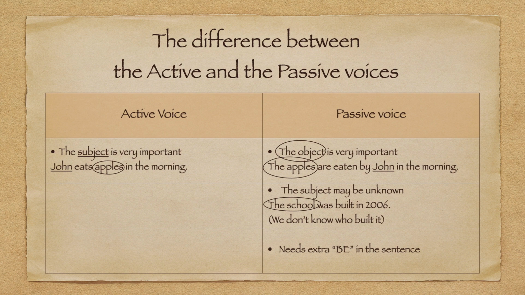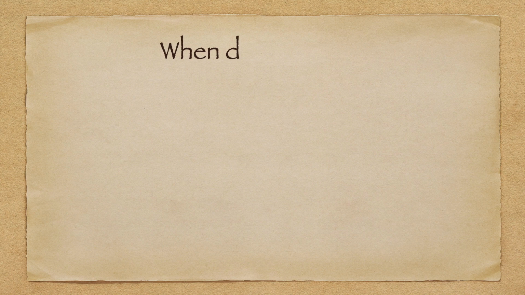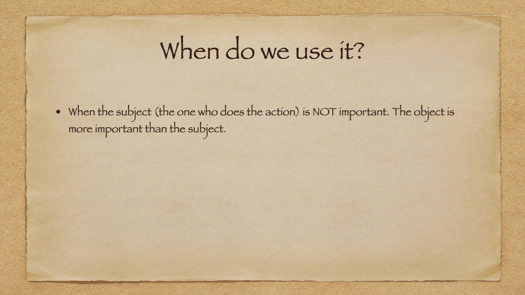One more key idea. The passive voice always needs an extra be in the sentence. If you don't add be, you will not have a correct sentence in the passive voice. This brings us to the next question. When do we use it? When do we use the passive voice?